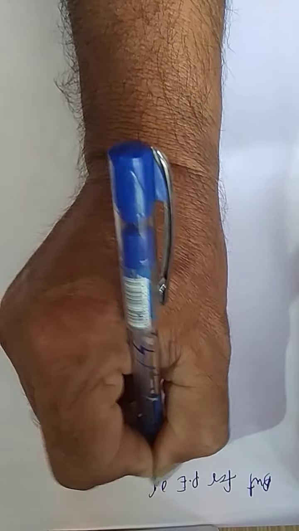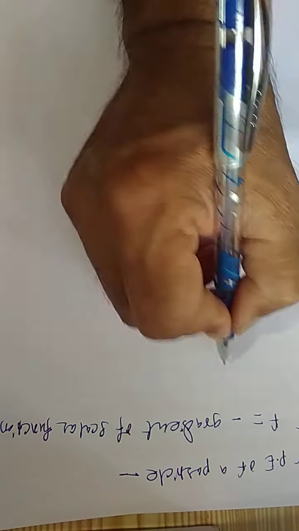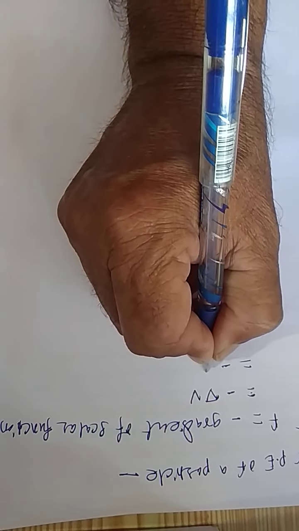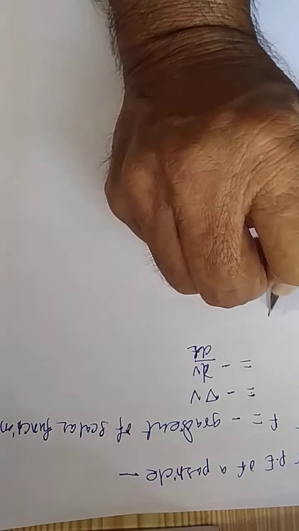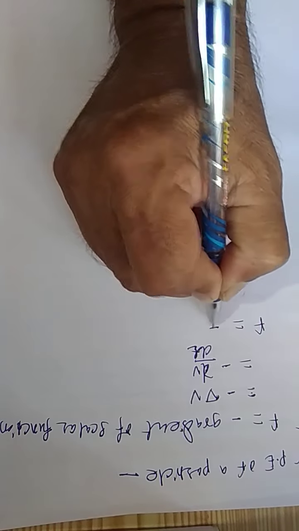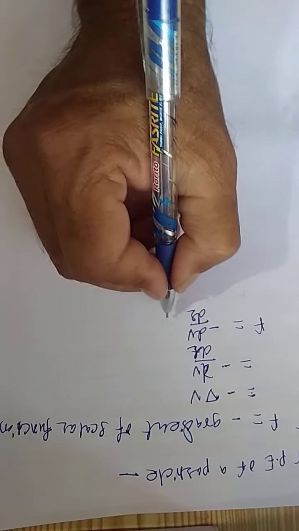But for the potential energy of a particle, put F, the force F, equal to the negative gradient of a scalar point function, which is equal to minus del V, which is equal to minus dV by dr. Therefore, put F equal to minus dV by dr in equation 1.